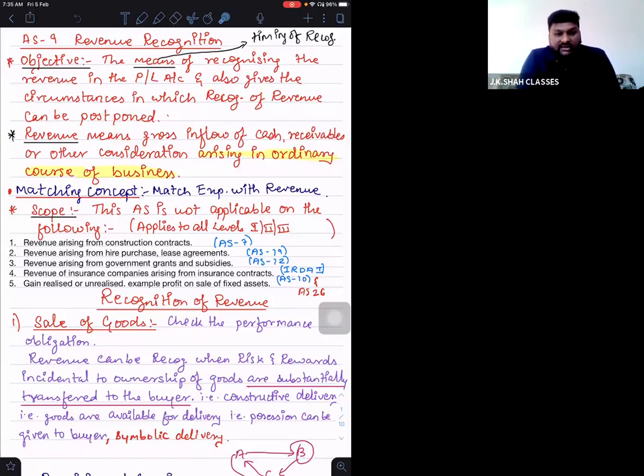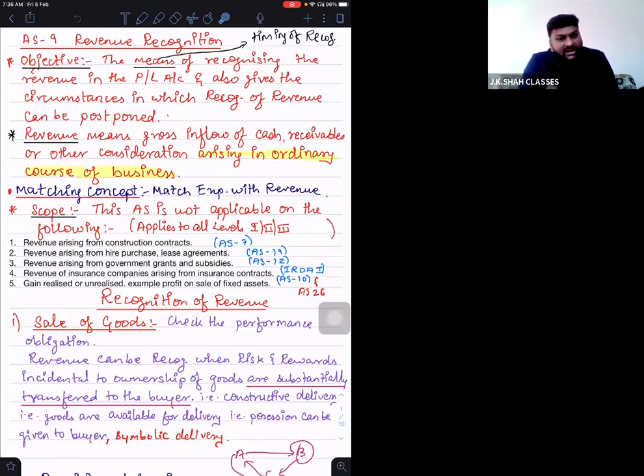Now, sale of goods, when I speak, we will be linking it to your Sale of Goods Act. And if I'm not wrong, in your Sale of Goods Act, you have learned one thing: the revenue from sale of goods should be recorded when the risk and reward associated with the ownership of the goods are substantially transferred to the buyer. This is what you have learned, right? So here also I have put the same point, that revenue can be recognized when risks and rewards incidental to ownership of goods are substantially transferred to the buyer.